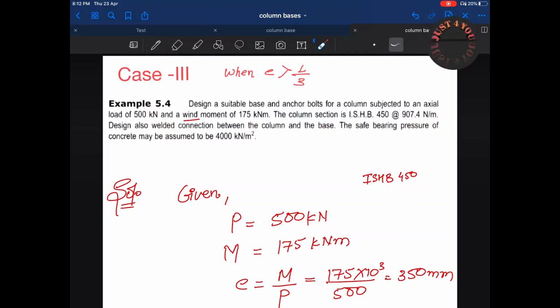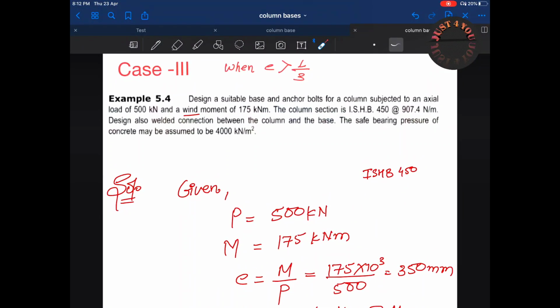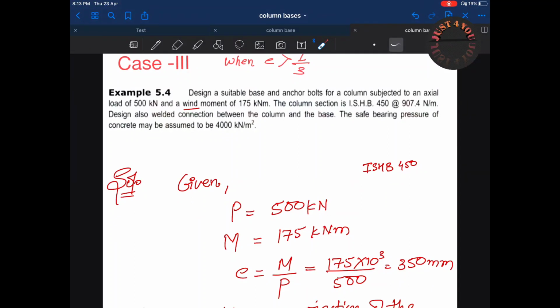Hello students, in this video lecture we will do a numerical based on case 3. So here is your problem. We have to design a suitable base and anchor bolts for a column section ISHB 450 with a load of 500 kN and a wind moment of 175 kN-m. Now remember that this is a wind moment. The safe bearing pressure of concrete may be assumed as 4000 kN/m².